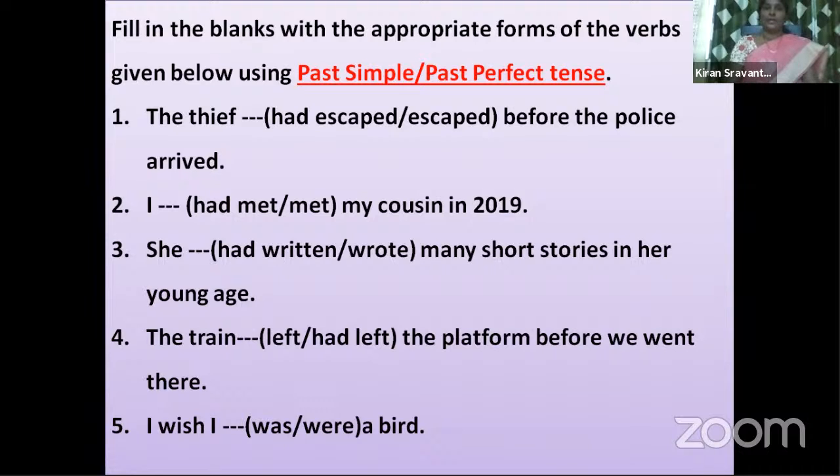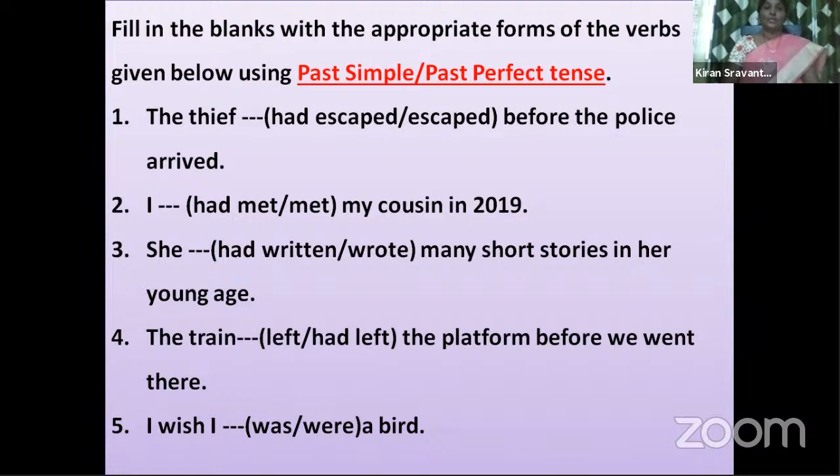So that means two completed actions. Thief escaped, police arrived. But the thief had escaped before the police arrived. First completed action, later completed action. Then the second part of the sentence which ends with a year. I had met my cousin in 2019, or I met my cousin in 2019, like we won independence in 1947. So I met my cousin in 2019.